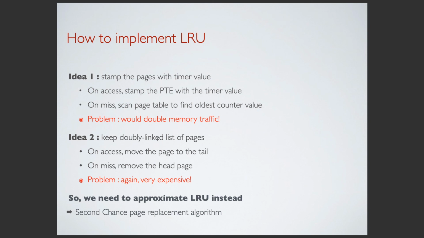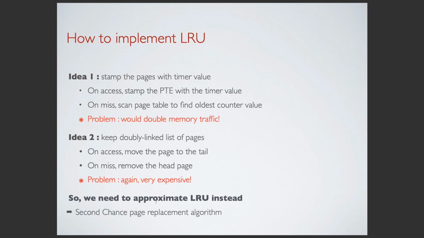What you can do also is keep a doubly linked list of pages. On access you move the page to the tail. On a miss you remove the head. Because if you always keep the least recently used on the head, you know that when you have a miss, you can kick out the head. On access, you move the page to the tail, meaning you put it at the end, so chances are this one is not going to be kicked out. That's a very nice idea, but again, you have a doubly linked list. It is expensive, and on every access you have to move the list. So instead we need to approximate LRU.